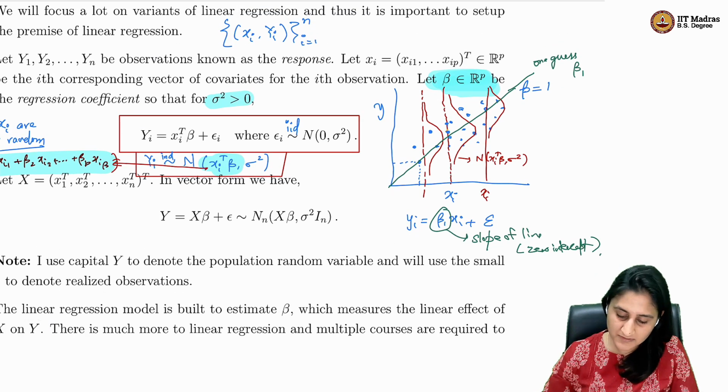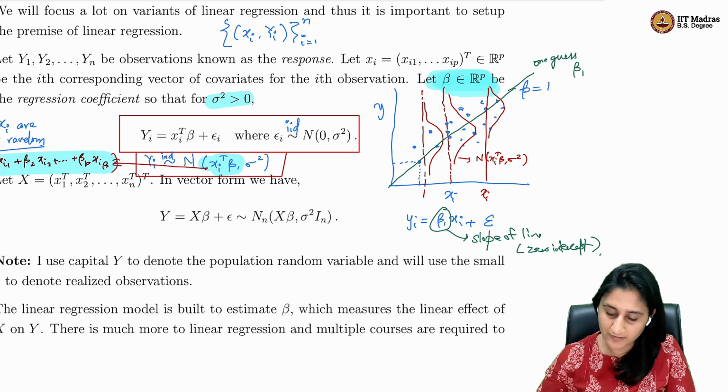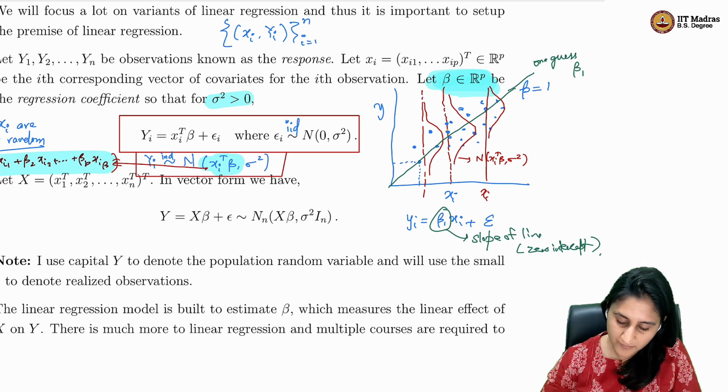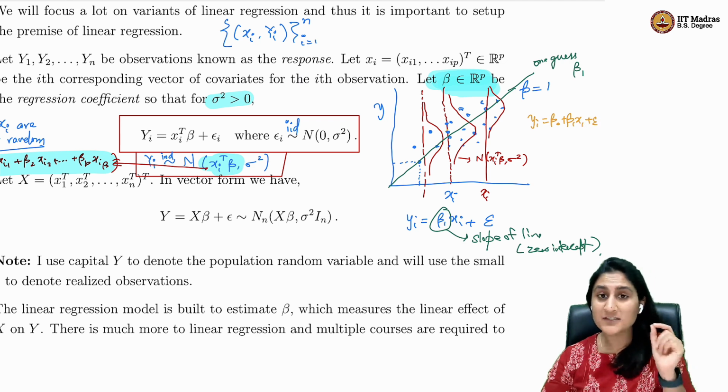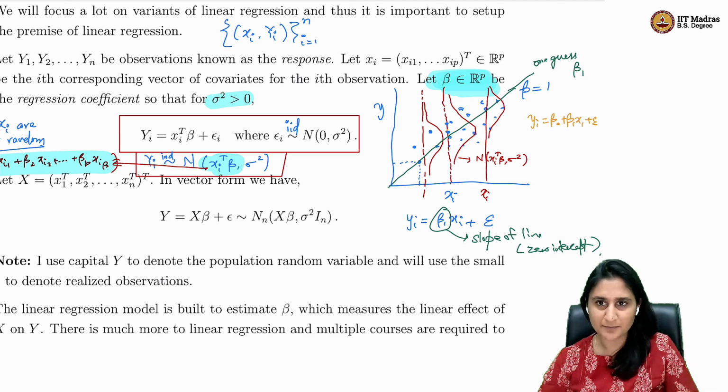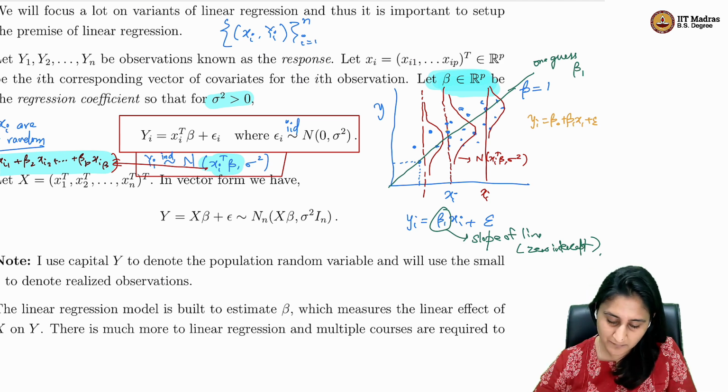Sorry, I'm running out of space here, but I can also fit the following model, which is going to be yi equal to beta 0 plus beta 1 xi plus epsilon, where beta 0 now is an intercept term. And so that means the intercept need not be 0. And that line of best fit could be here. So this line would be my guess for beta 0 and beta 1.